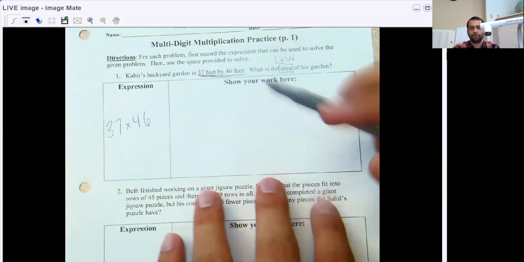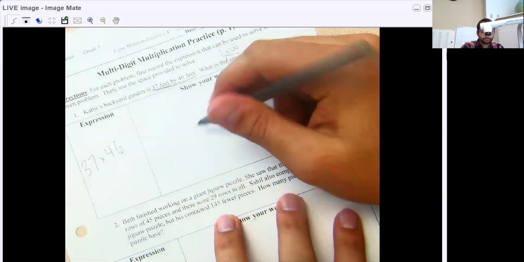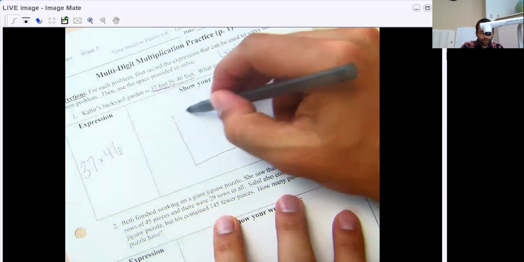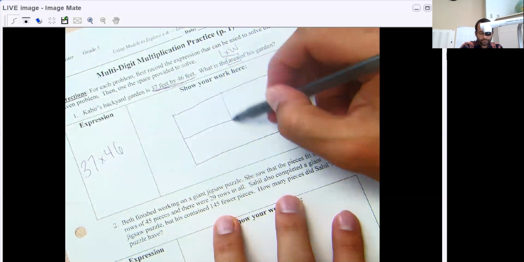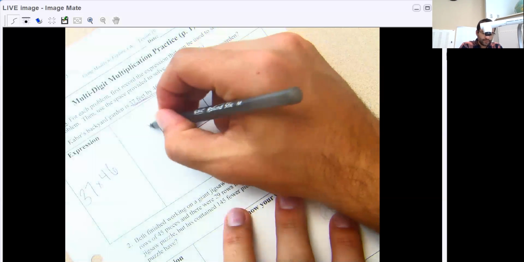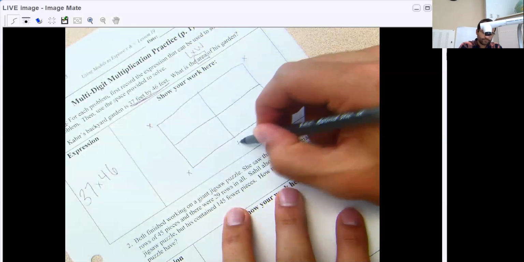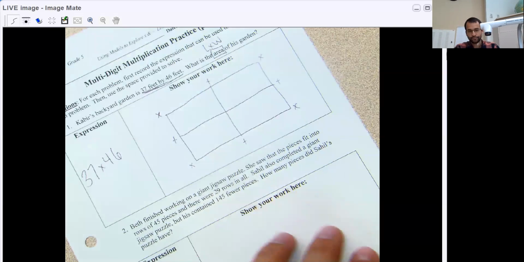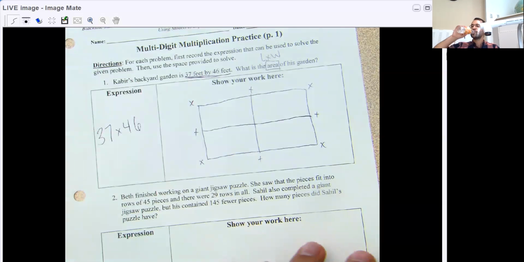So I'm now going to show my work here. I'm going to do the area model for this example, if you want to go ahead and do that with me. I'm going to set this up, multiplication signs in the corner. Okay, if you want to pause for a second so that you've got this down.